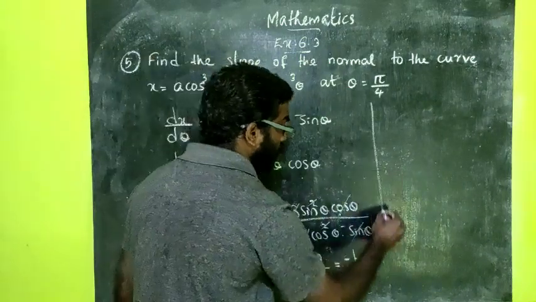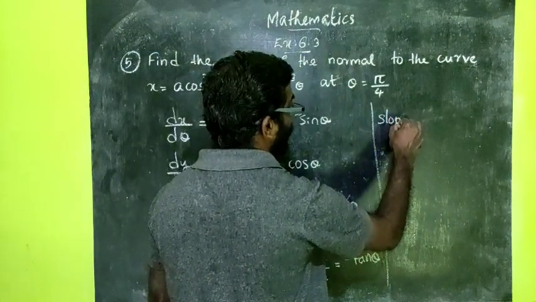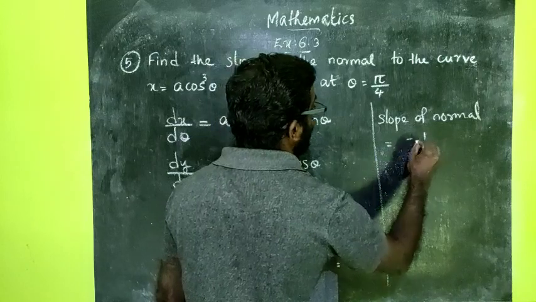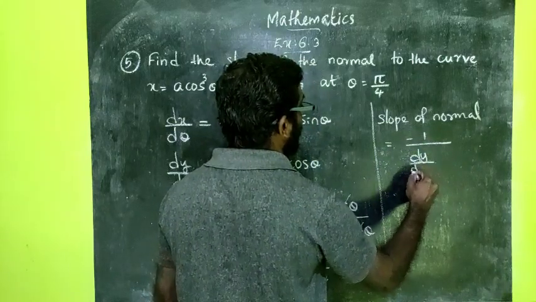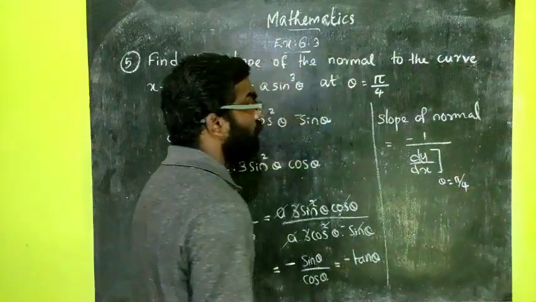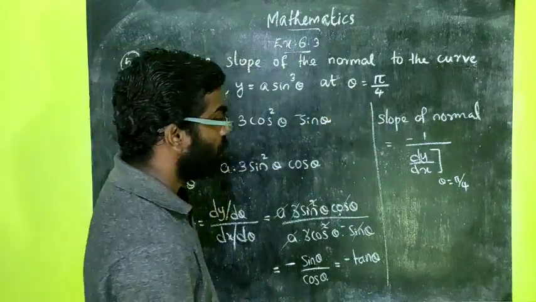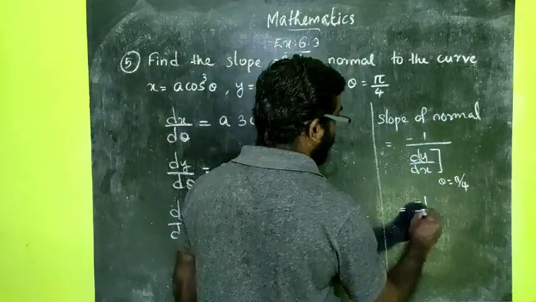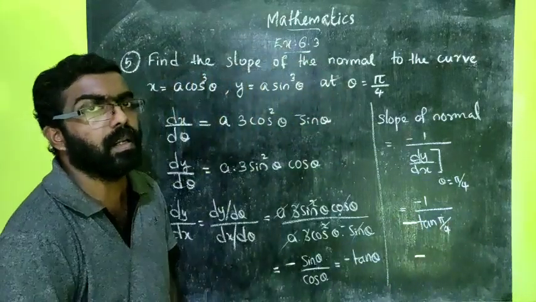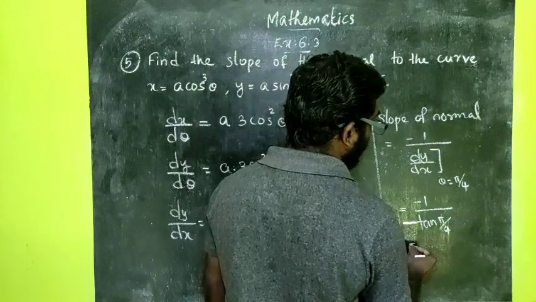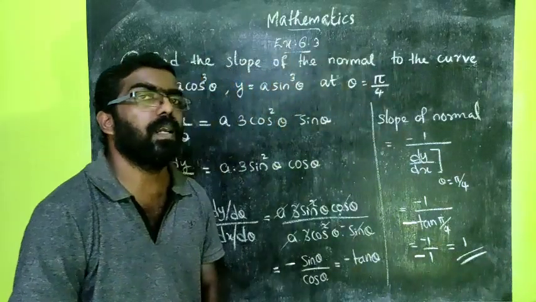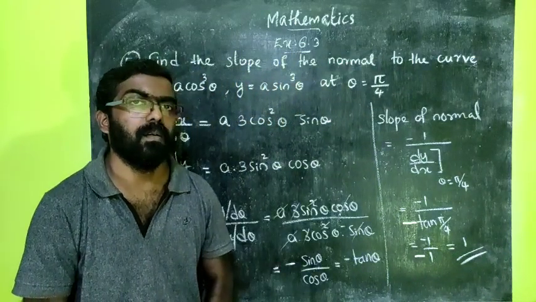Now we can find the slope of the normal. Slope of normal is equal to minus 1 by dy by dx, at theta equal to pi by 4. So we replace the value: minus 1 by minus tan pi by 4. What is tan pi by 4? Tan pi by 4 is 1. So minus 1 divided by minus 1 is equal to 1. Therefore, the slope of the normal is equal to 1. Okay.